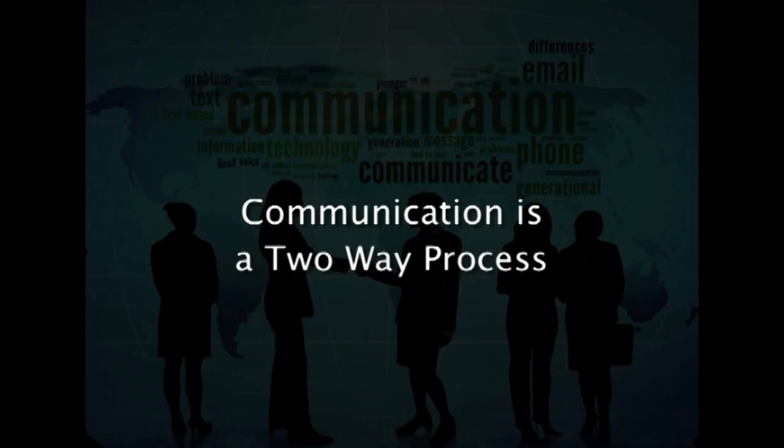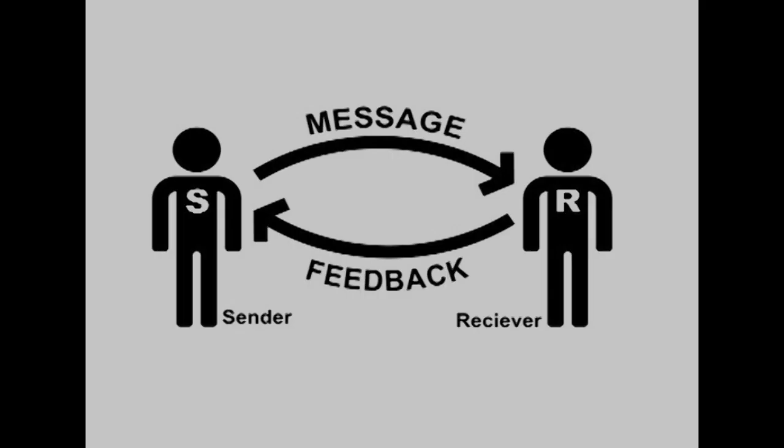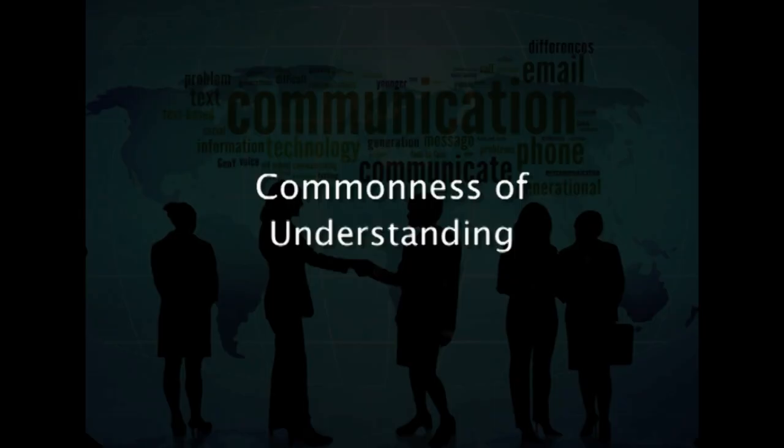Let us see what are the characteristics of communication. Communication is a two-way process. It involves a sender and receiver who can be an individual or a group. There is also a message. This deals with information or a directive or an inquiry, a feeling, an opinion, an idea or any other instruction also. Third thing is commonness of understanding.